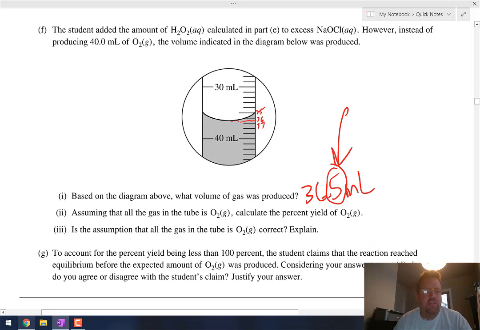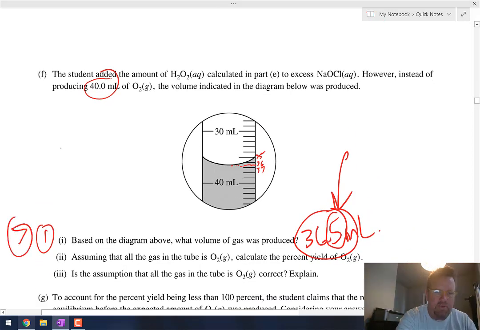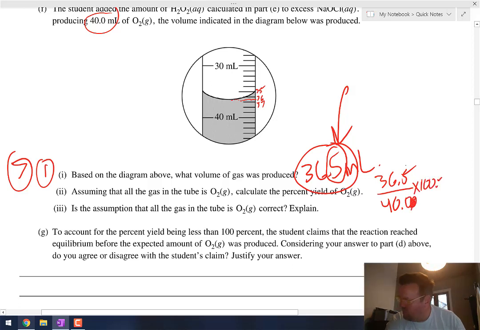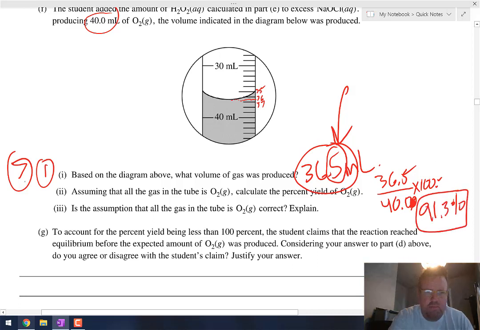Okay, part 2, assuming that all the gas in the tube is oxygen, calculate the percent yield. Well, we were supposed to get 40 milliliters. We only got, again, whatever number you got there, 36.5. And obviously, part 1 here is only worth 1 point. So that actually gets us up to 7 points for part 1. Okay, so percent yield is just what did we actually get and what should we have gotten. 36.5 over 40.0 times 100 to get a percent, and I got a percentage of 91.3%. That is just a 1 point response, up to 8 points so far.